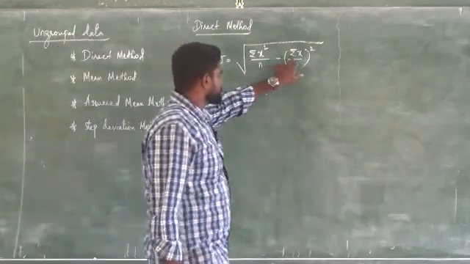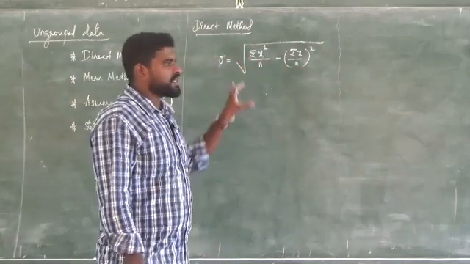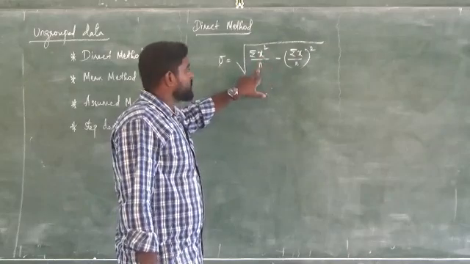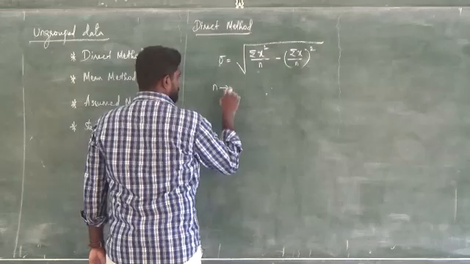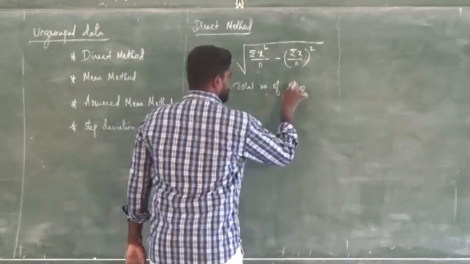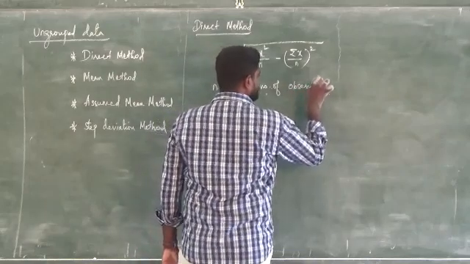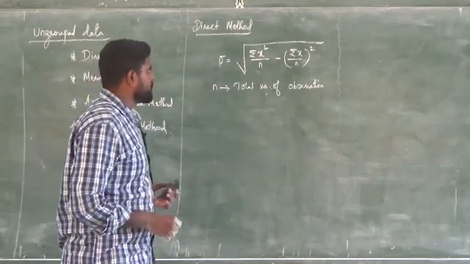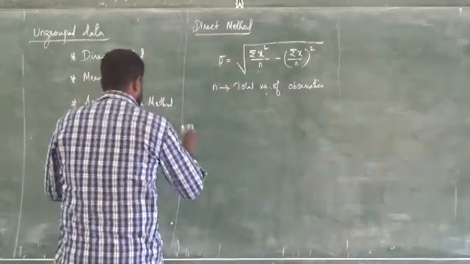Here x is the given data. For the given data we need to form a table. From the table we need to find summation x square, and we should know what n is. N means the total number of observations. So sigma is equal to root of summation x square by n minus summation x by n whole square. So, first example.